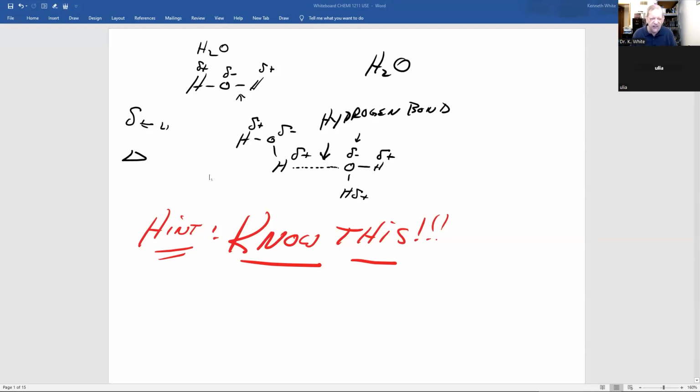Now let's go through this again. Because of the difference in electronegativities, electronegativity is the strength of an element or atom to hold on to electrons. And as you go from left to right and bottom to top of the periodic table, you get more electronegative atoms.